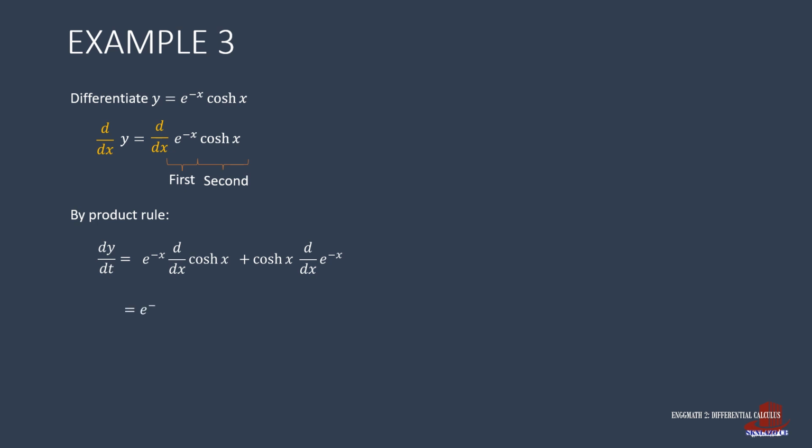From what was just discussed, copy e raised to negative x and attach the derivative of hyperbolic cosine x, which is hyperbolic sine of x, with dx over dx from chain rule. Add to this the second term, starting with hyperbolic cosine of x. Then place the derivative of e raised to negative x, which is still e raised to negative x. Also attach chain rule, which is d over dx of negative x. Dx over dx is 1, and d of negative x over dx is negative 1.